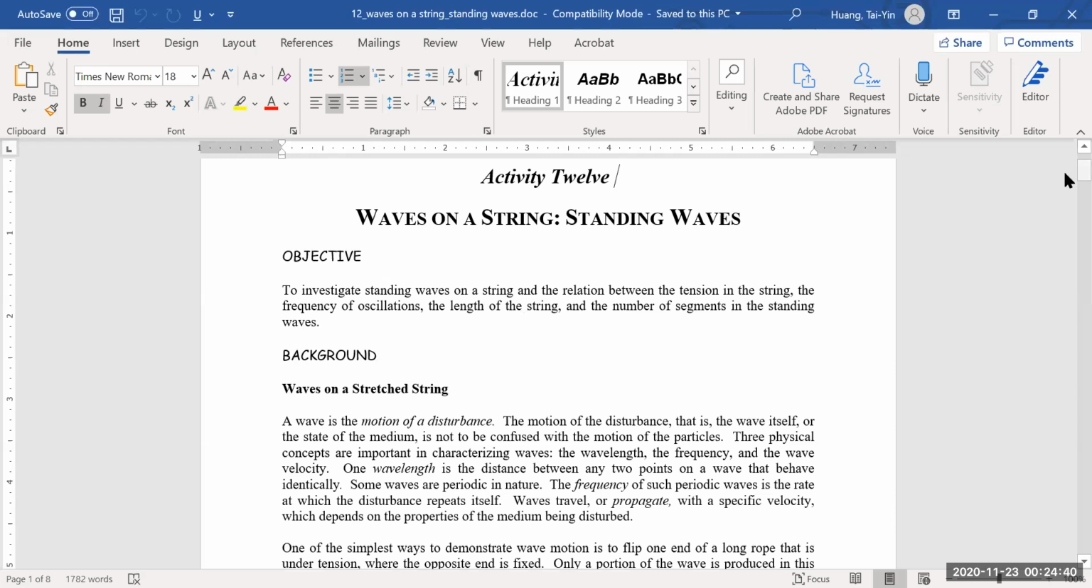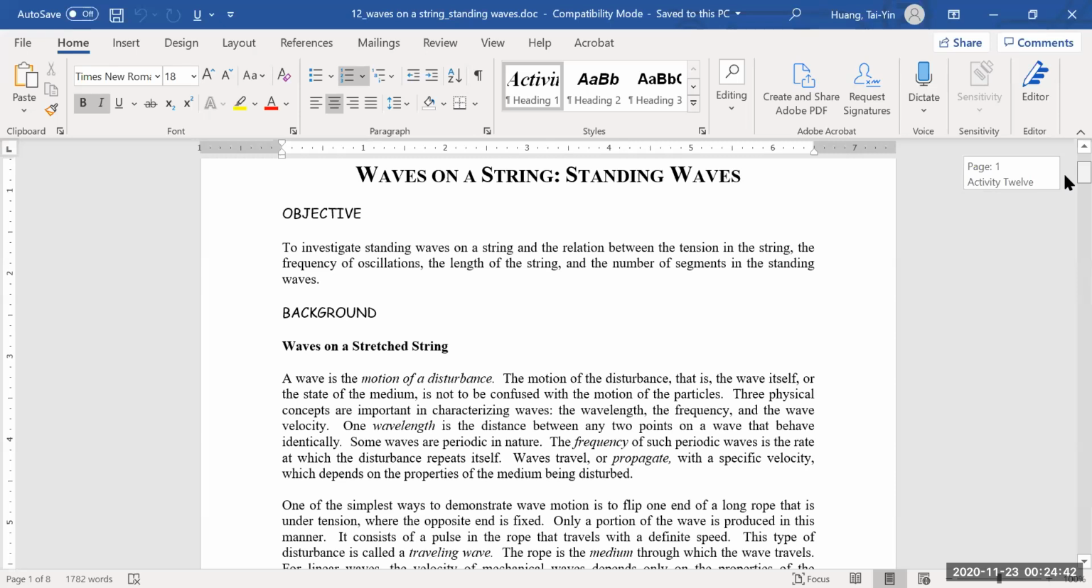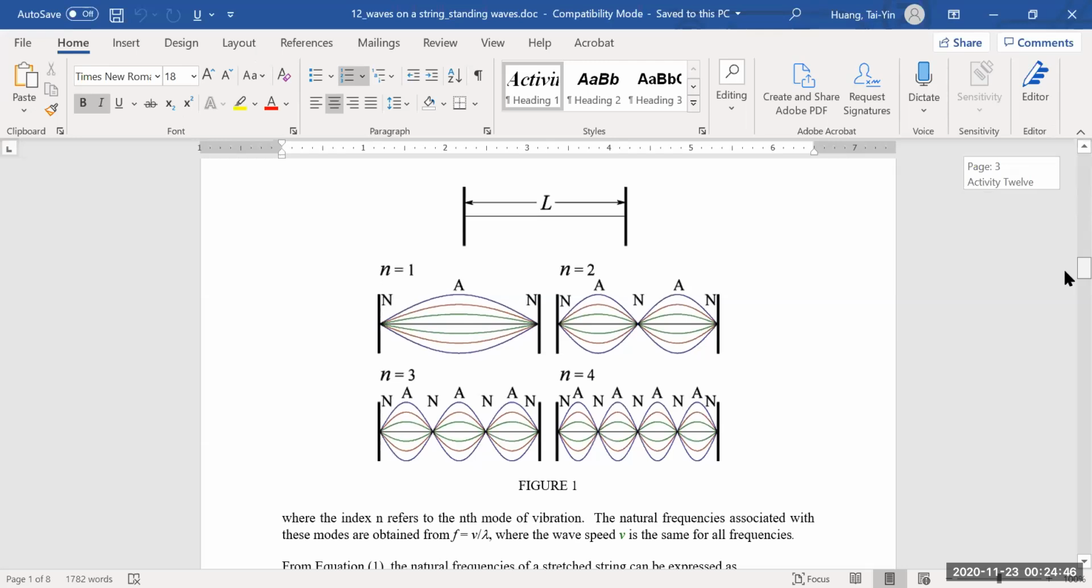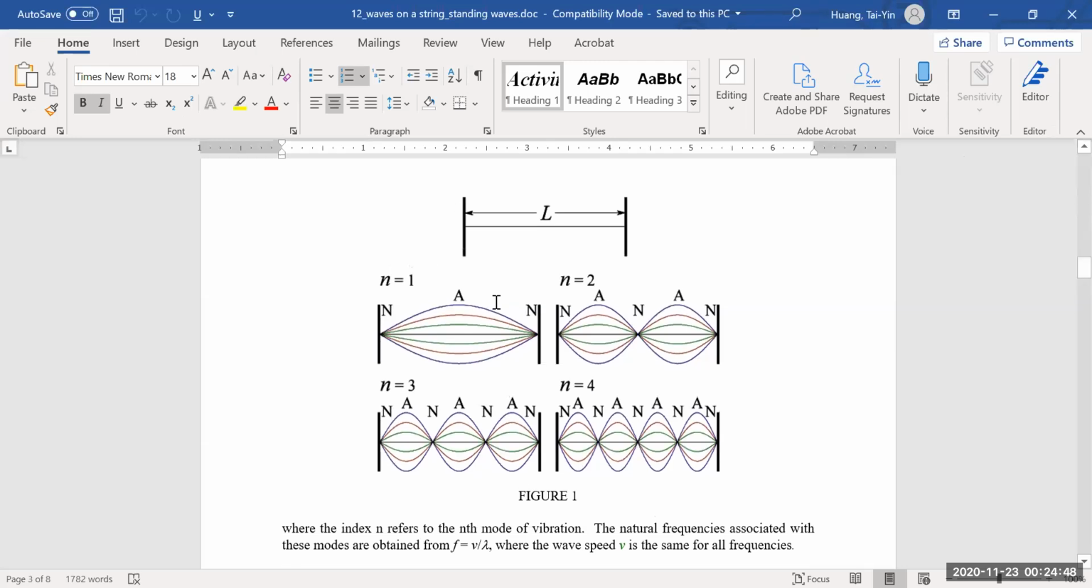So you might wonder what exactly are the standing waves. To give you some ideas, basically this is what you have here. We will have two rods, and then there's a string tied to both rods. The length of the string in oscillation, we call that capital L. That capital L is not the total length of the string, but just the length of the string in oscillation.